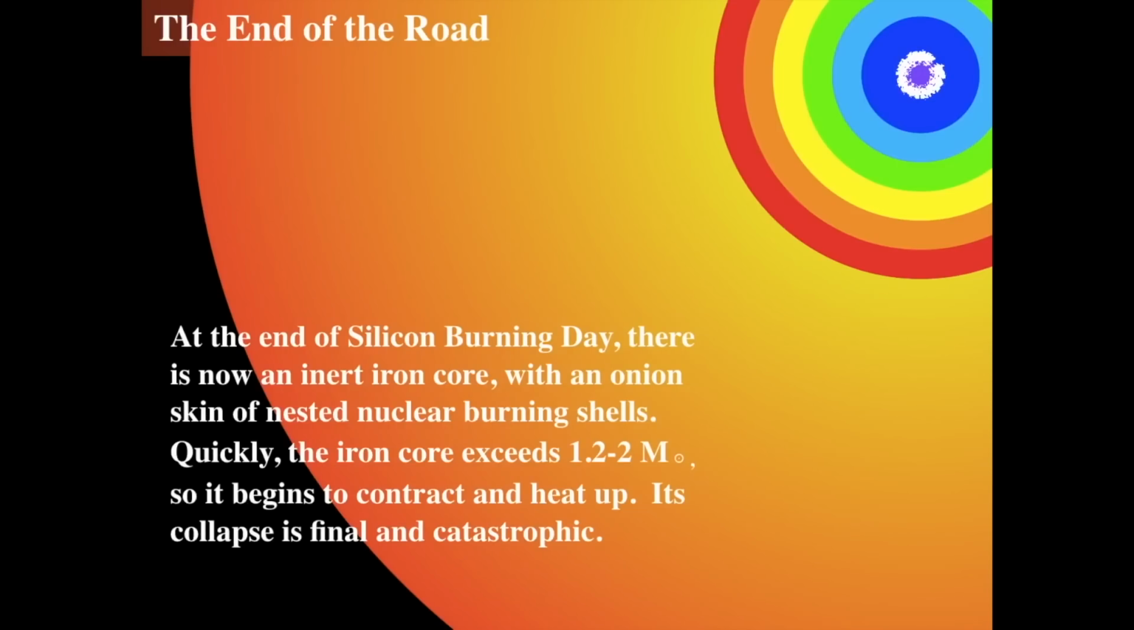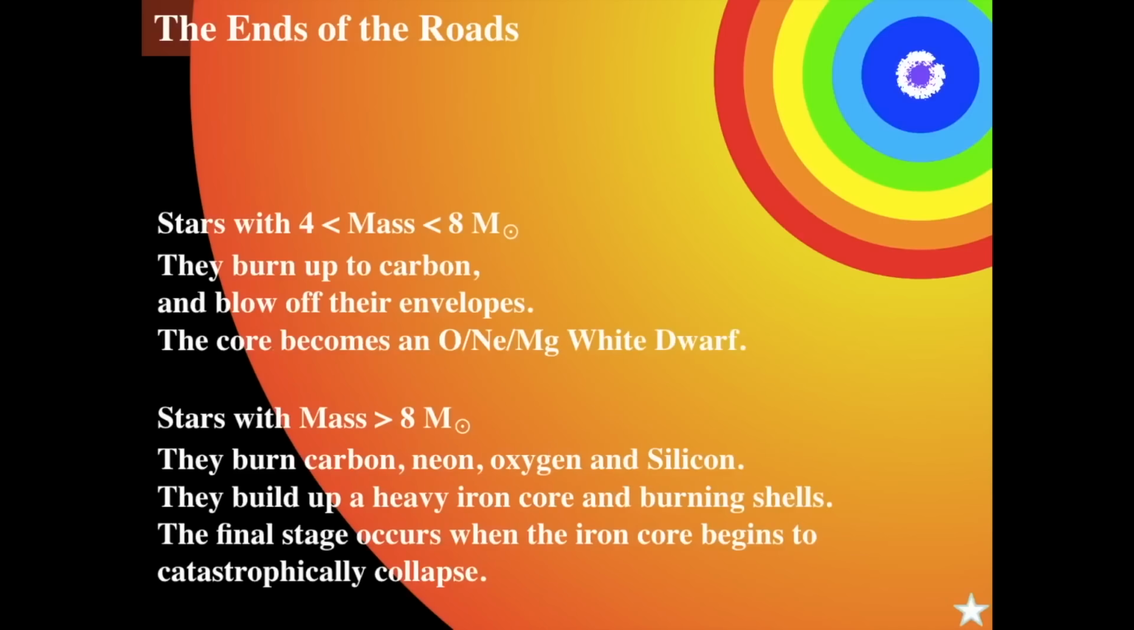At the end of the silicon burning day, there's just an inert iron core with some nickel in there too, and there's this huge onion skin of burning shells all around it. And very soon, the iron core exceeds about 1 to 2 solar masses and begins to contract and heat up. And what it does at the end is final, catastrophic, and amazingly bizarre and wild.